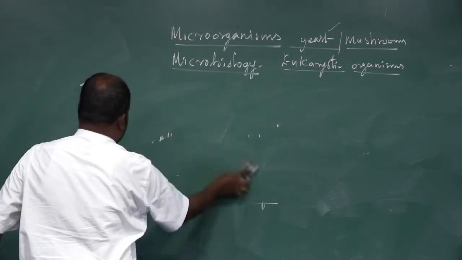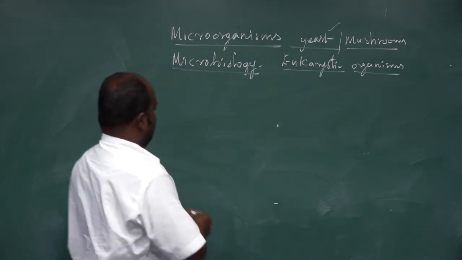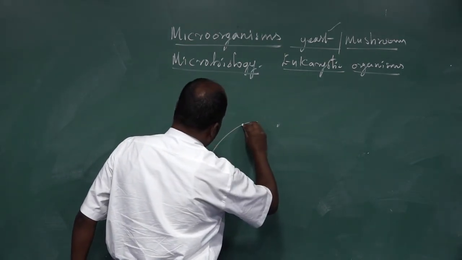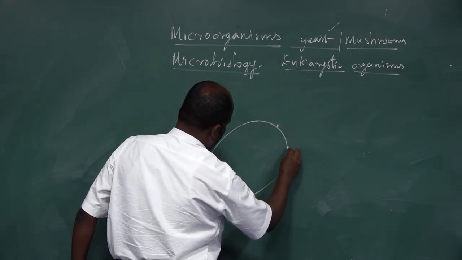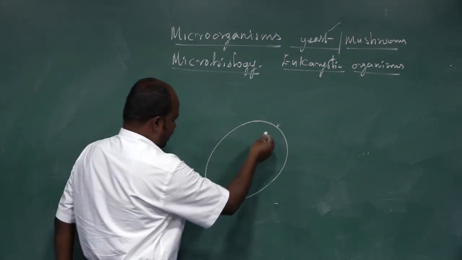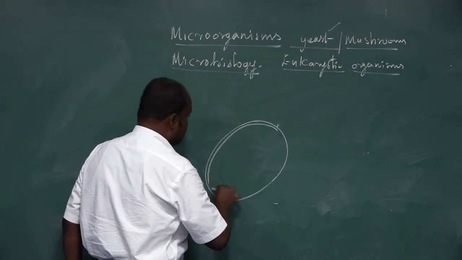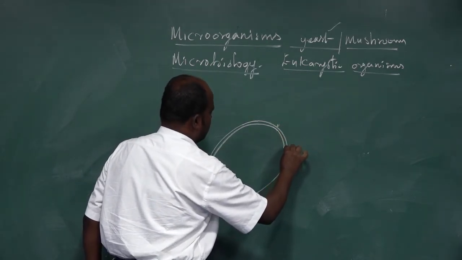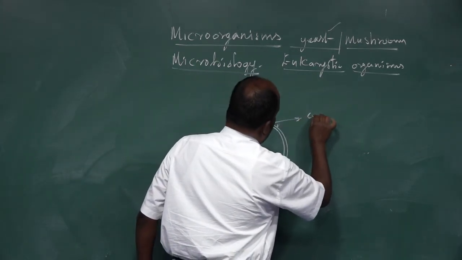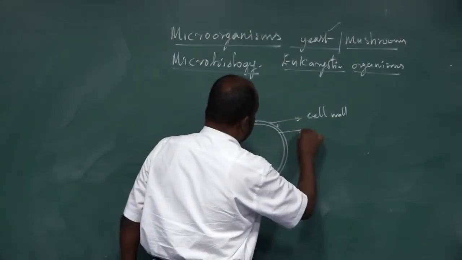See, this is a simple diagrammatic structure of yeast. Yeast is a good example of a unicellular organism. This is the structure of yeast. It has a double layer: the outer part of the yeast cell is covered by the cell wall. The inner layer is the cell membrane.